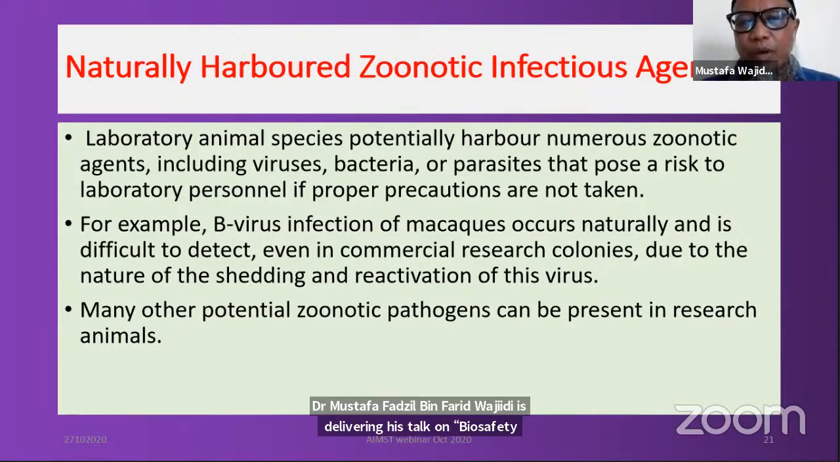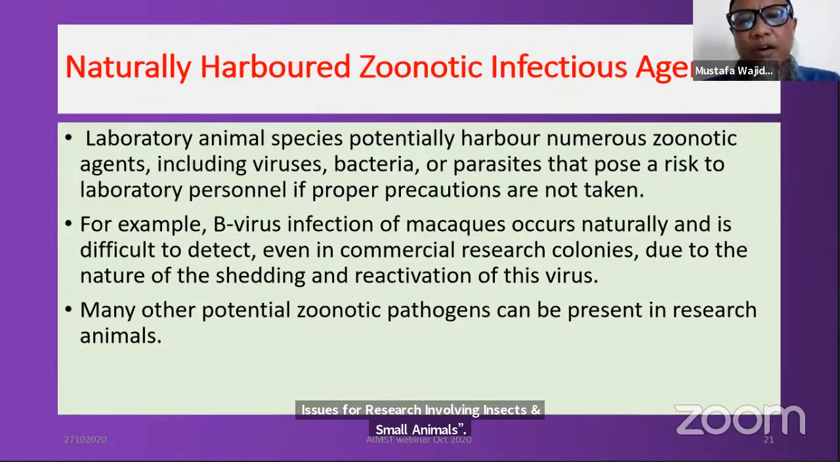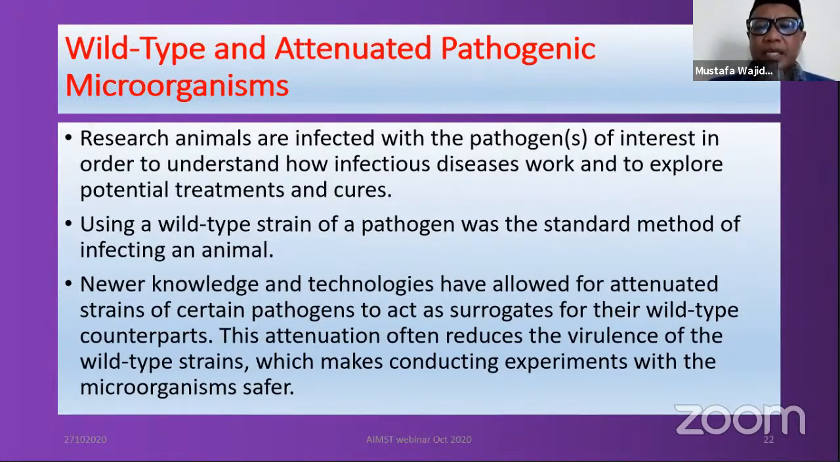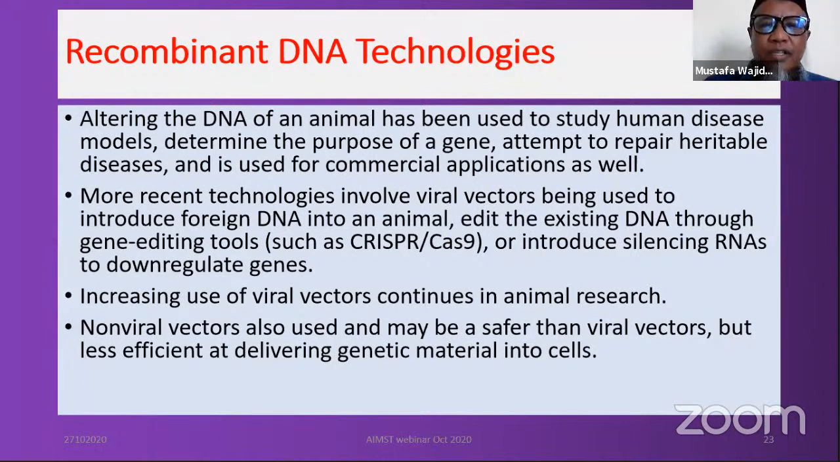I see that one of the speakers has actually touched on the topic of zoonotic infections. And then some animals are being given doses of pathogenic microorganisms to test whether they can be used as vaccines, for example, to look for treatments and cures, or to look at the pathway of diseases. That's another worry and issue that should be dealt with, especially if you're working on these highly pathogenic organisms. And then, as we said for insects, we have also recombinant DNA technologies for animals.